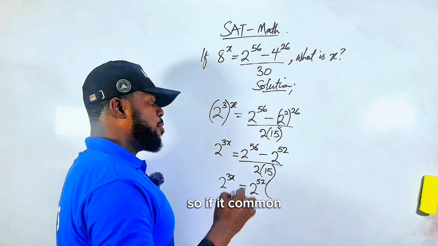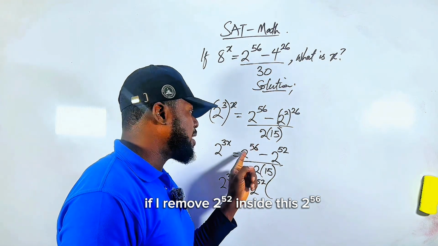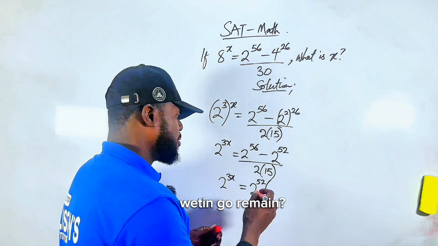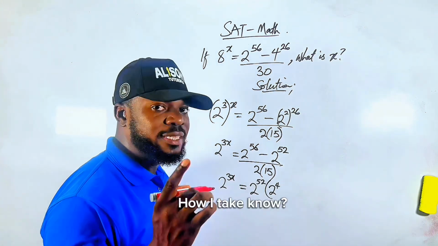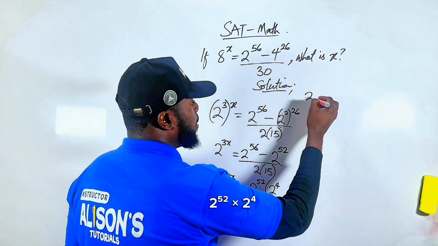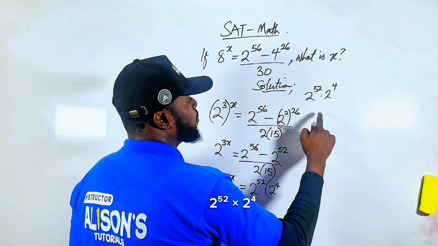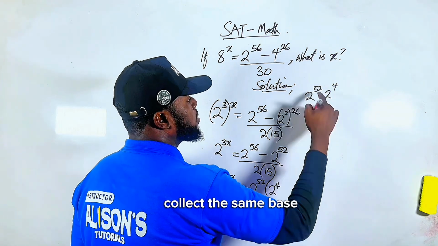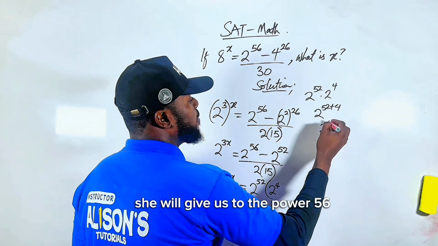So if it is common, it means if I remove 2 to the power of 52 inside this 2 to the power of 56, what will remain? It is 2 to the power of 4. Because watch this: 2 to the power of 52 times 2 to the power of 4. When the base is the same, collect the same base and add the powers, 52 plus 4, which gives us 2 to the power of 56.